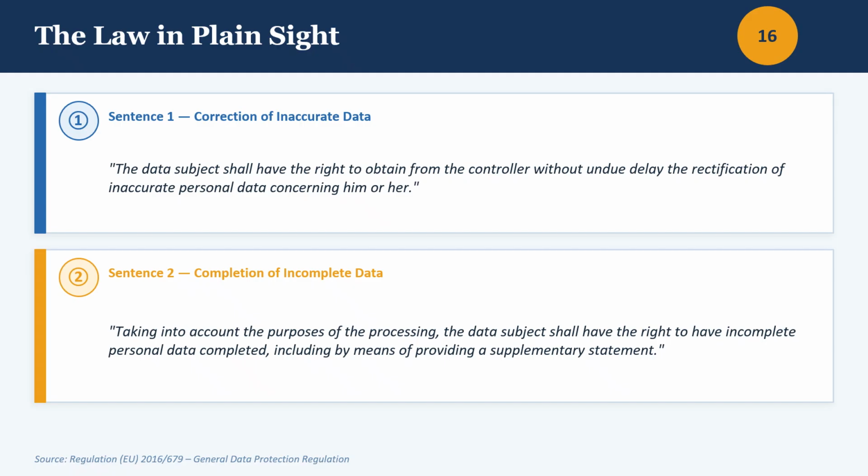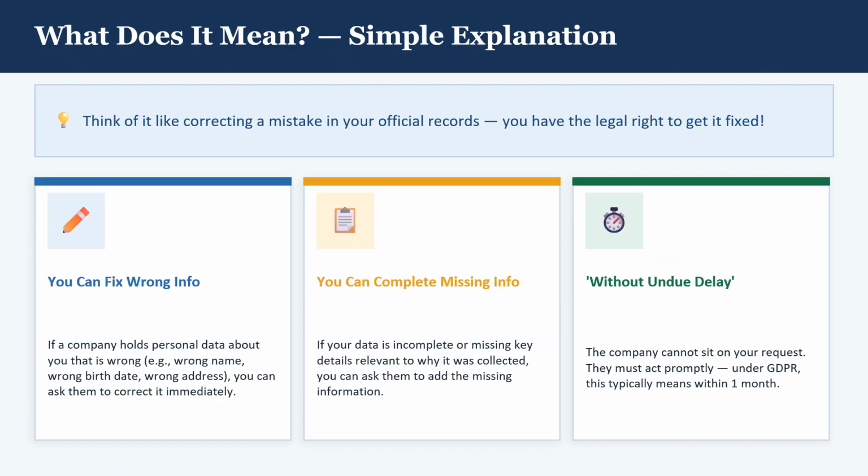Simple as that. All right, let's make this even simpler. Think of Article 16 like correcting a mistake in your official records, like getting a typo fixed on your passport or updating your address at the post office. You have a legal right to get it done. There are 3 main things you need to understand about this right. You can fix wrong info. If a company holds personal data about you that is factually incorrect, wrong name, wrong date of birth, wrong address, you can ask them to correct it. And they have to do it.